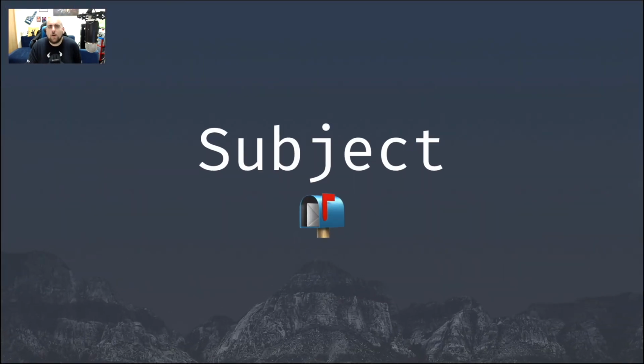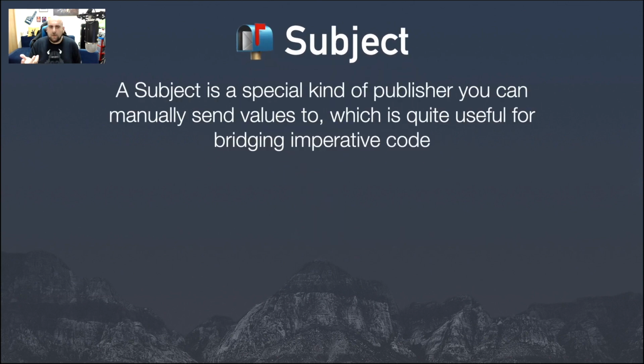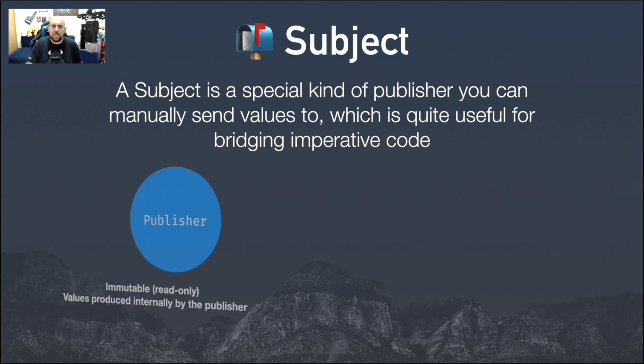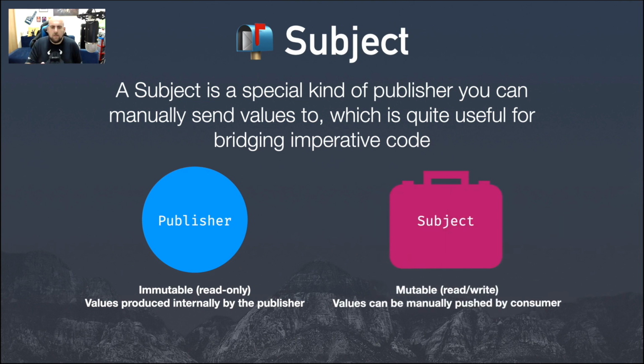We also have one final type of publisher which is very interesting, which is called a subject. So a subject is really a special kind of publisher because it can kind of do both. It can kind of be a subscriber and a publisher in a way. It's really useful for bridging imperative code, and we have 2 variations of it. But first, what's the difference between publisher and subject? So for publisher, we can subscribe to it, but it's immutable. We can subscribe, but we can't add values onto it. It creates the values internally and publishes them outwards.